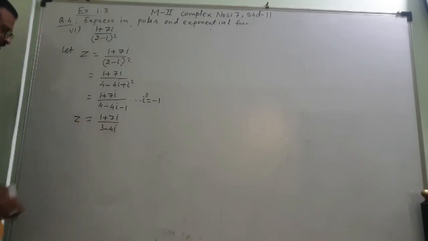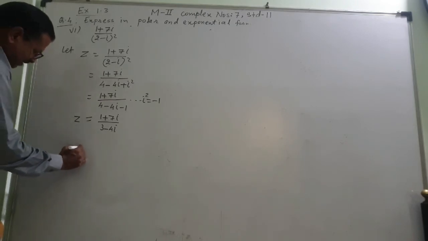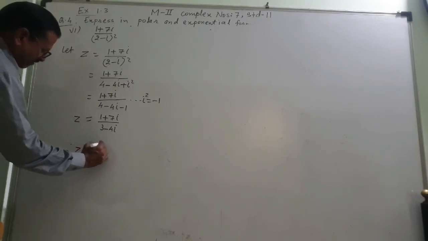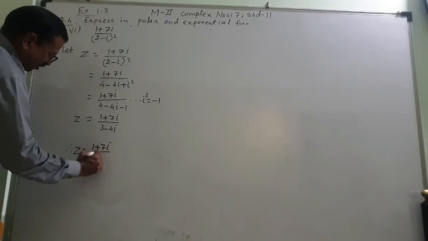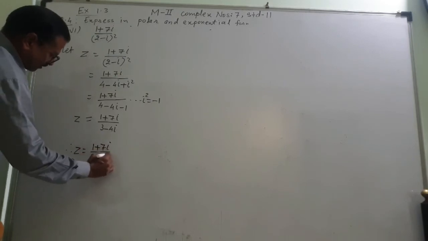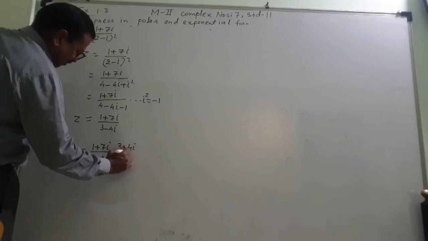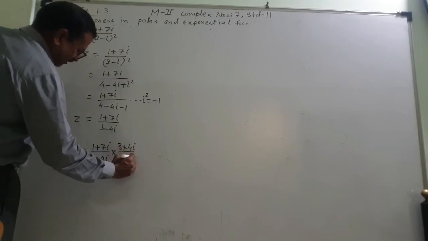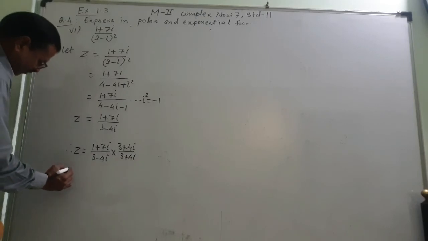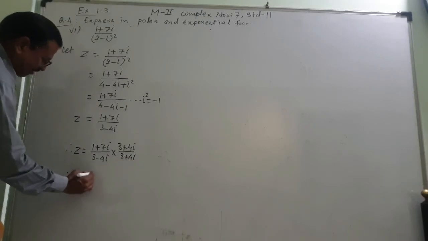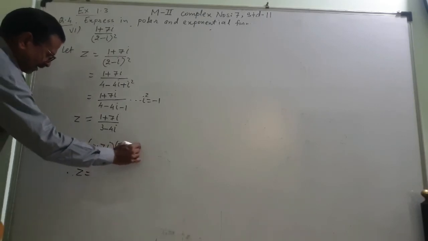This is Z. Still my work is not over. I have to multiply by the conjugate of this. Therefore Z is equal to 1 plus 7i upon 3 minus 4i into 3 plus 4i upon 3 plus 4i. Therefore Z is equal to, now I will multiply.